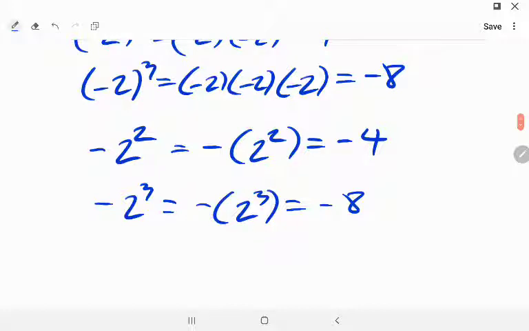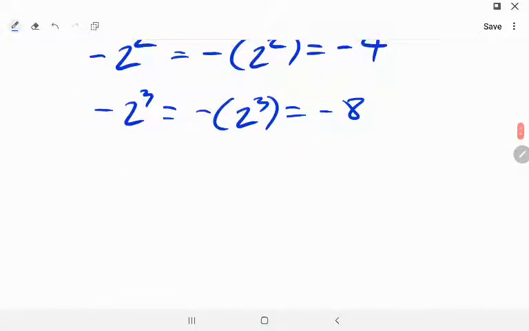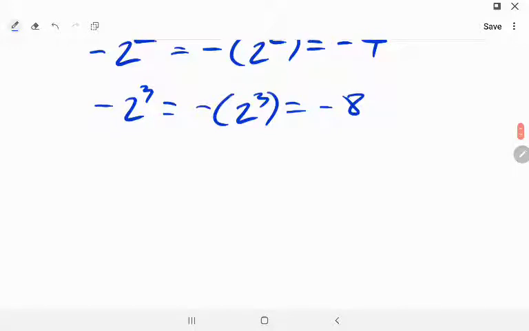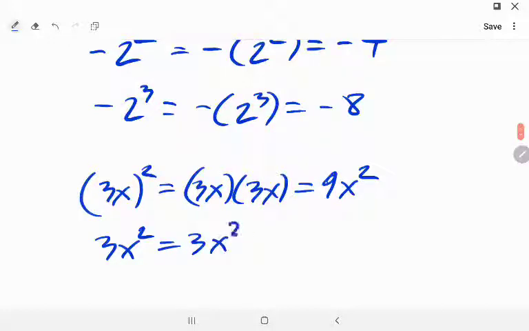So we notice that if we have a negative that's not inside parentheses, it's going to be negative regardless. And if we have an odd exponent, it's going to be negative regardless. Then we also remember that if we had (3x) squared, that's going to be 3x times 3x, which gives us 9x squared. But if we had 3x squared, that's just 3 times x squared. We notice that the 2 is only attached to the 3 if there are parentheses.